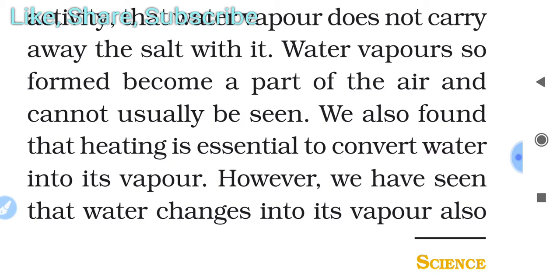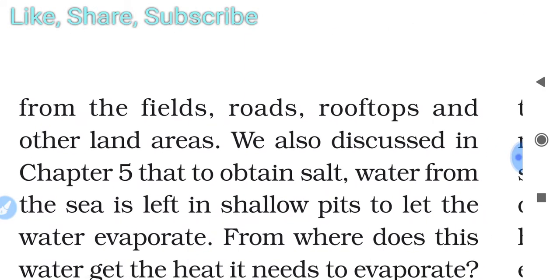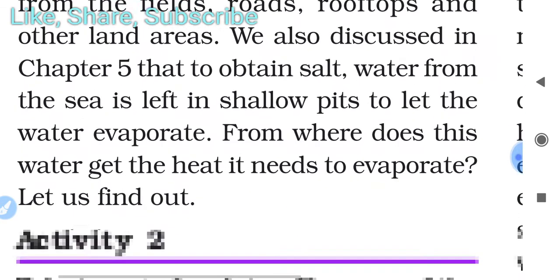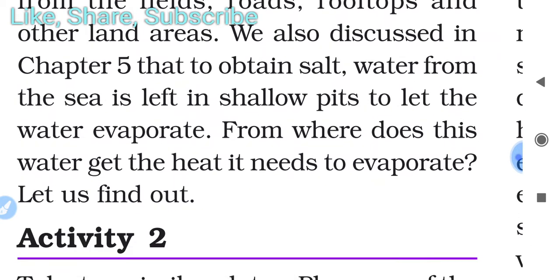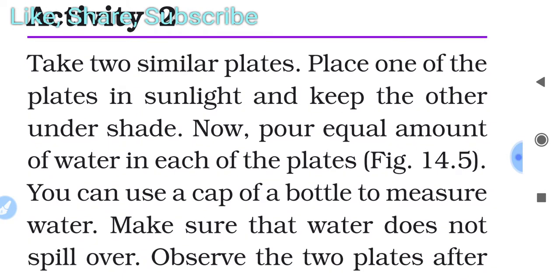However, we have seen that water changes into vapors also from the fields, roads, rooftops, and other land areas. We also discussed in chapter 5 that to obtain salt, water from the sea is left in shallow pits to let the water evaporate. From where does this water get the heat it needs to evaporate? Now let us find out. Activity 2. Take two similar plates. Place one of the plates in sunlight and keep the other under shade. Now pour equal amount of water in each of the plates.